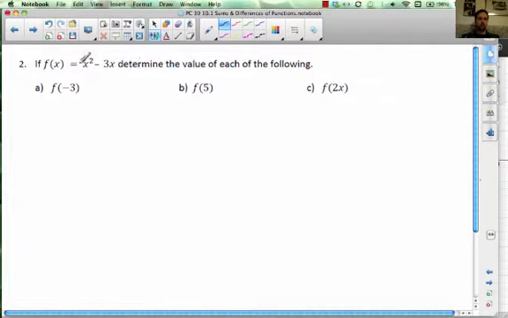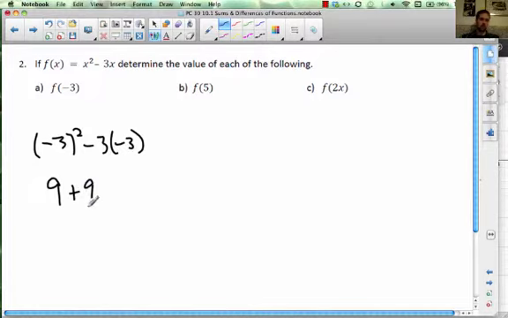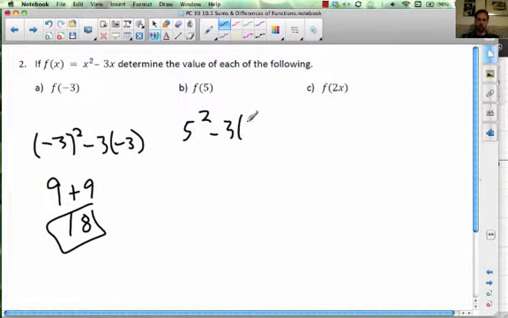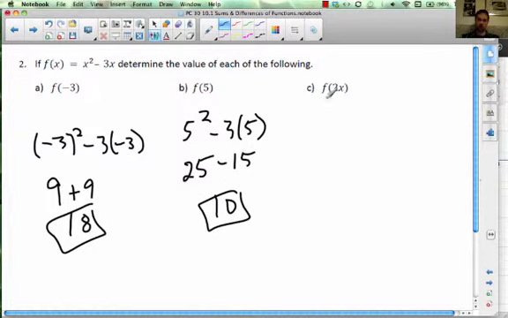Now, second part of your warm-up, determine the value of each of the following. f of -3, so all we're doing is instead of an x, we're placing this number in there. So f of -3 is simply -3 all squared, which is 9, and then -3 times -3 is +9, so 9 plus 9, and your answer is 18. So try it again with this one. Where the x is, we plug in a 5 instead, so we get 5 squared minus 3 times 5, so 25 minus 15. Your answer is 10.